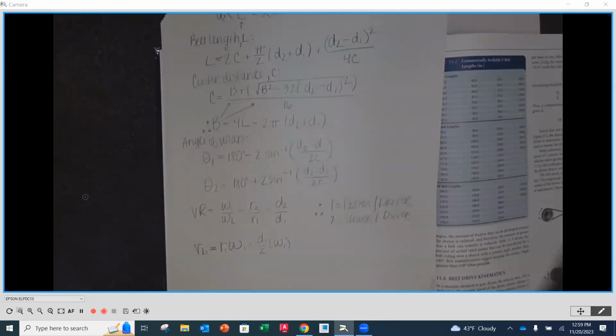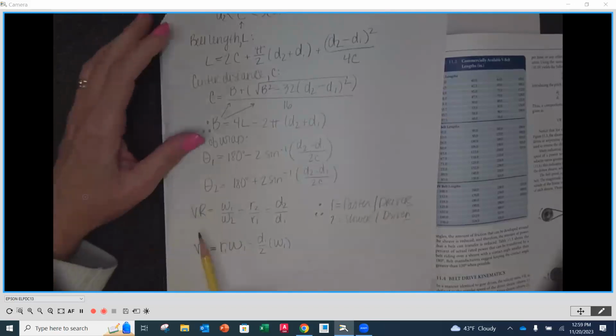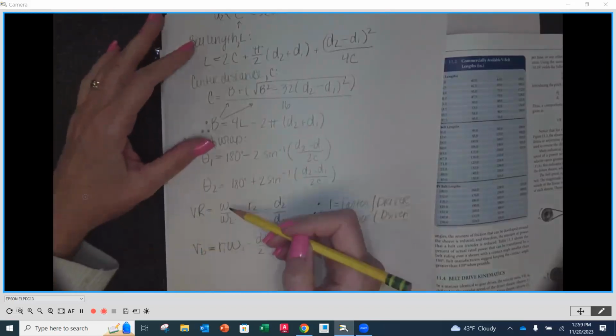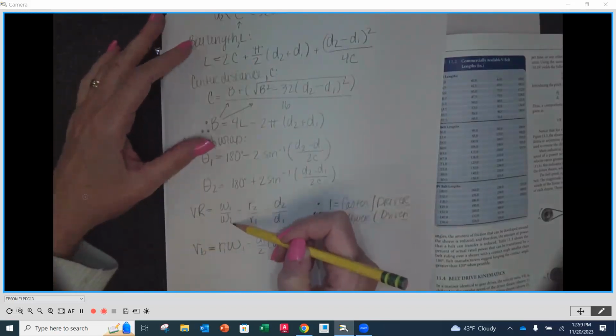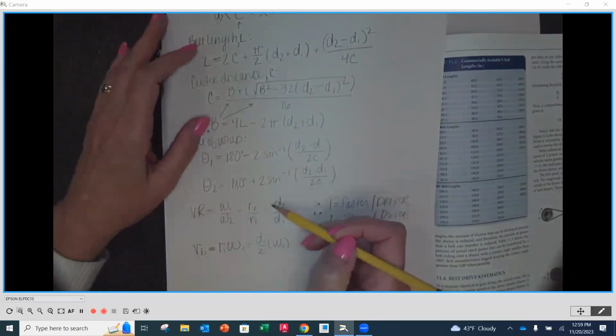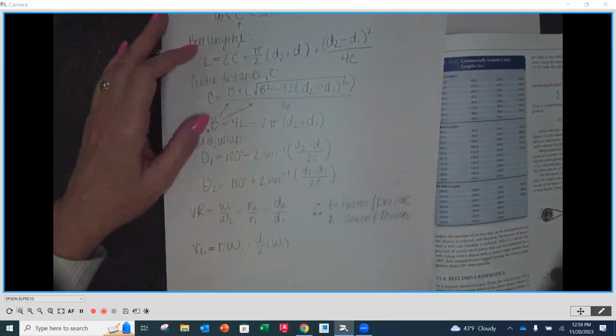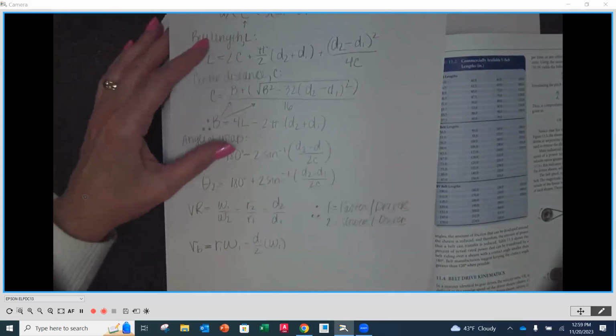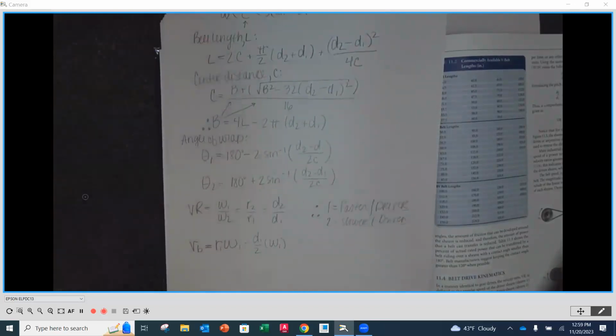Yeah, we have the velocity ratio, right? And it makes sense because we do want to find how fast that is going. So we know that the velocity ratio is going to be equal to W1 over W2, but it's also equal to, and we're working with diameter, so I presume we're going to be using these D2s and D1s. So as we look here, how do we want to set this up?